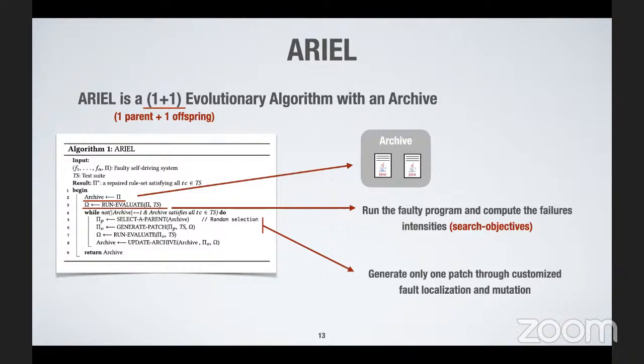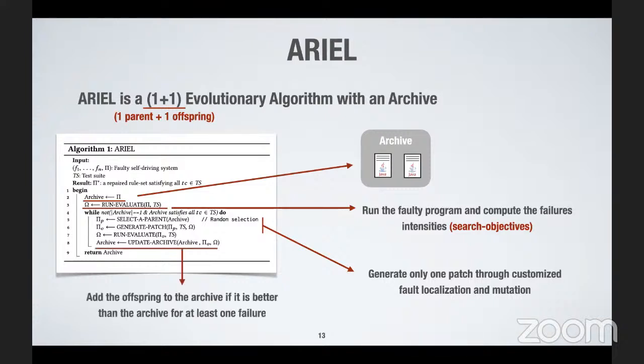At each iteration, we then apply the classical fault localization plus mutation. First we locate possible lines in the source code to mutate. Then the mutation is applied and we generate one single patch. Finally, the patch is executed, classically speaking, against the original test suite. If the offspring, which is only one in this case, is better than one of the elements saved in the archive, then the archive is updated.